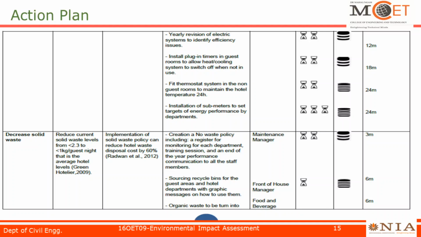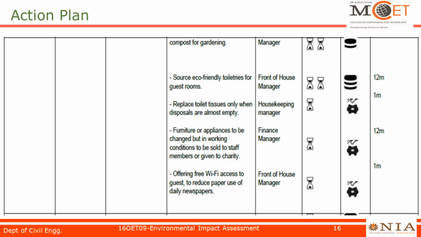Register for monitoring each department, training sessions, and at the end of the year, performance communication to all the staff members. Sourcing recycle bins for the guest areas and hotel departments with graphic messages on how to use them. Organic waste is to be turned into compost for gardening. Source eco-friendly toiletries for guest rooms. Replace toilet tissues only when disposals are almost empty. Furniture or appliances to be changed but in working condition are to be sold to staff members or given to charity. Offer free Wi-Fi access to guests to reduce paper use of daily newspapers.